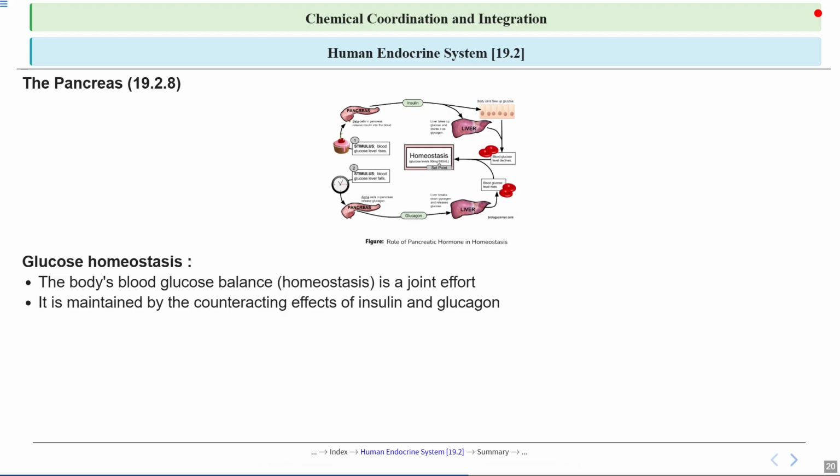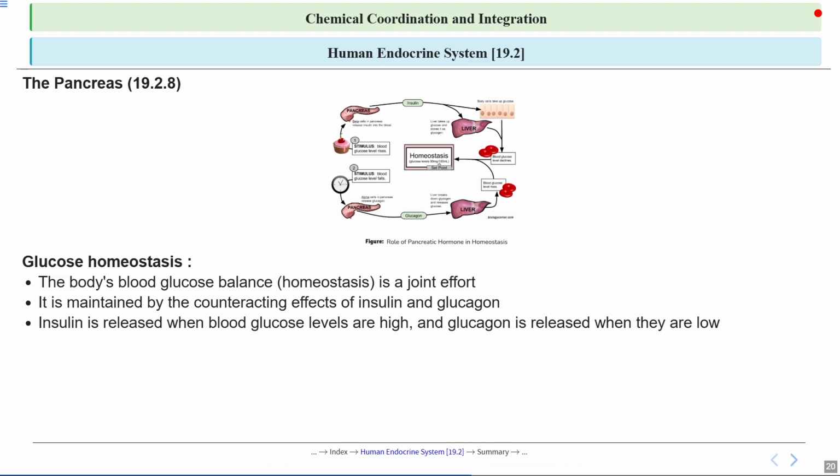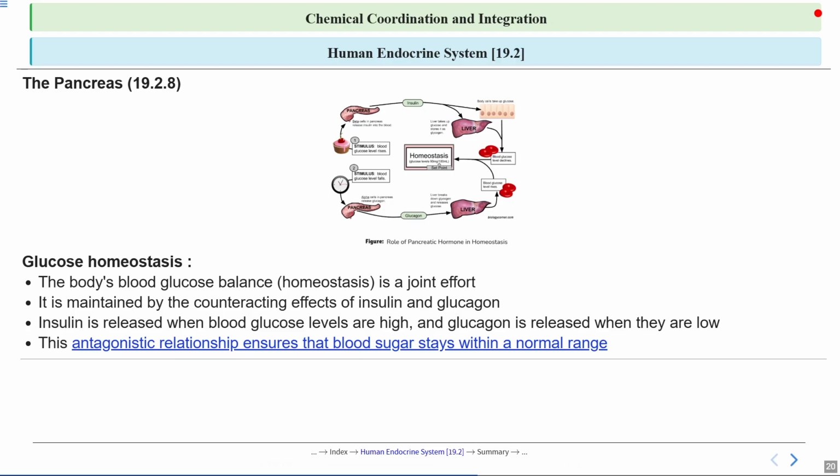It is maintained by the counteracting effect of insulin and glucagon. The body maintains blood sugar balance through the counteracting effects of insulin and glucagon, which are hormones produced by the pancreas. Insulin lowers blood sugar levels by helping cells absorb glucose from the bloodstream, whereas glucagon raises blood sugar level by stimulating the liver to release stored glucose. Insulin is released when the blood glucose levels are high, and glucagon is released when they are low. This antagonistic relationship ensures that blood sugar stays within the normal range.